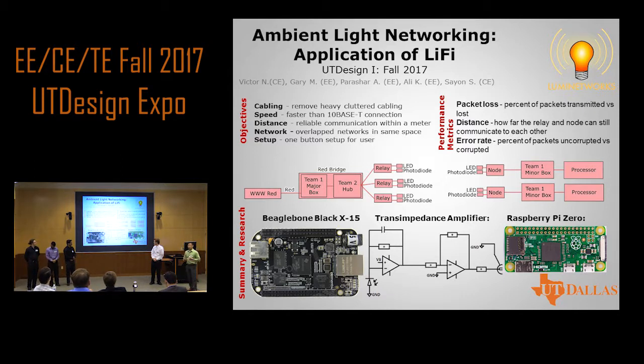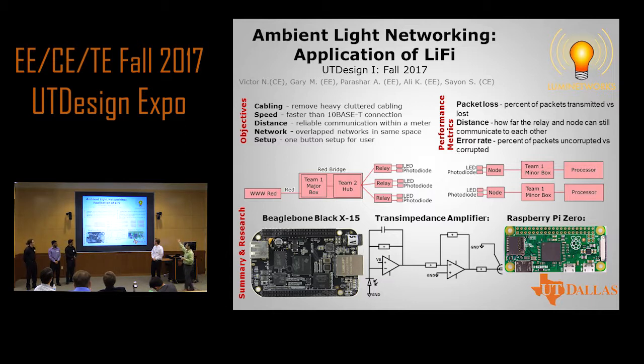For the performance metrics, we want to measure how efficient our system is. To do that, we want to look at packet loss as a way to see if packets are dropped or lost. Distance is still an issue for us because we want to ensure that there is about a meter of communication being able to transmit data. And we'll also look at error rate, in which we look at the percent of packets being transmitted corrupted versus uncorrupted.